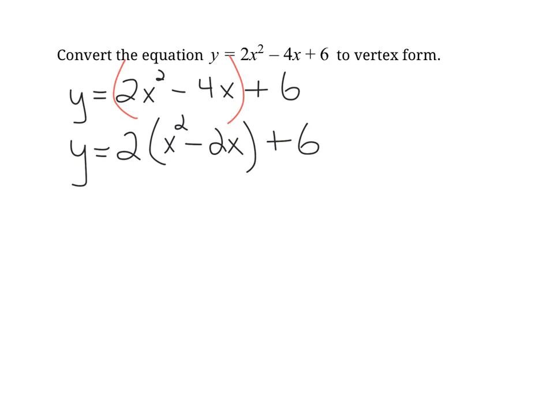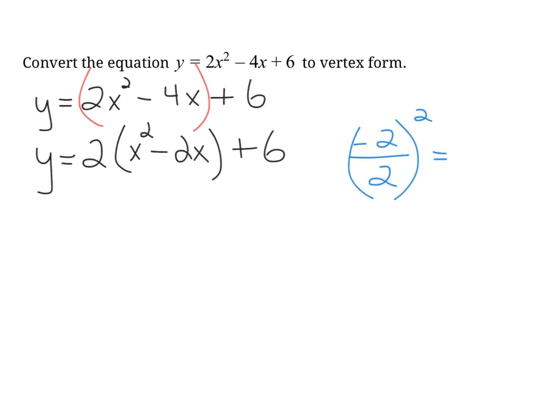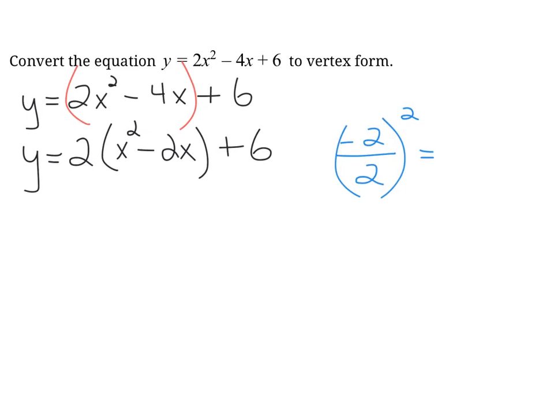Our next step is to work with our perfect square trinomial. So what that means is I'm going to focus just on this b value here. Our b value is -2. And what we need to do is take -2, divide it by 2, and square that answer. So -2 divided by 2 is -1.